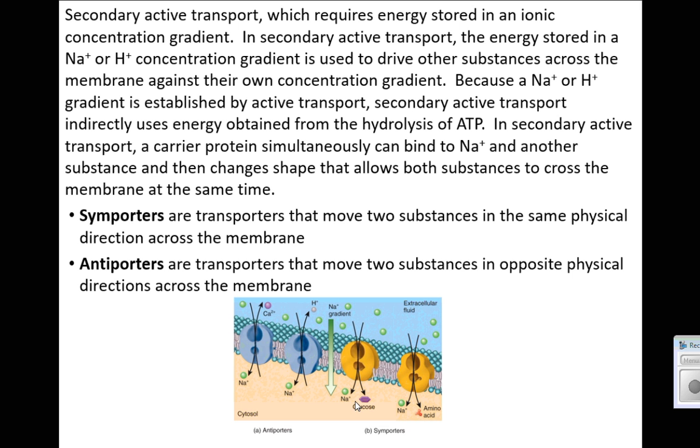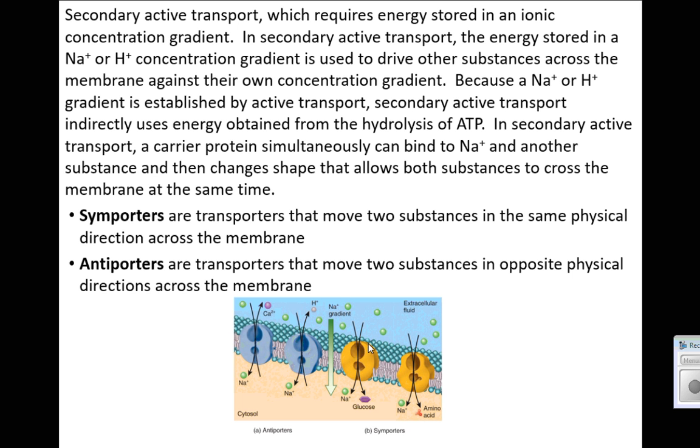Now, antiporters move them in the opposite direction. So it'd be like me going out the door, leaving the room, and somebody at the same time comes into the room. And here we see sodium coming in, potassium going out. Sodium coming in, hydrogen ion going out.